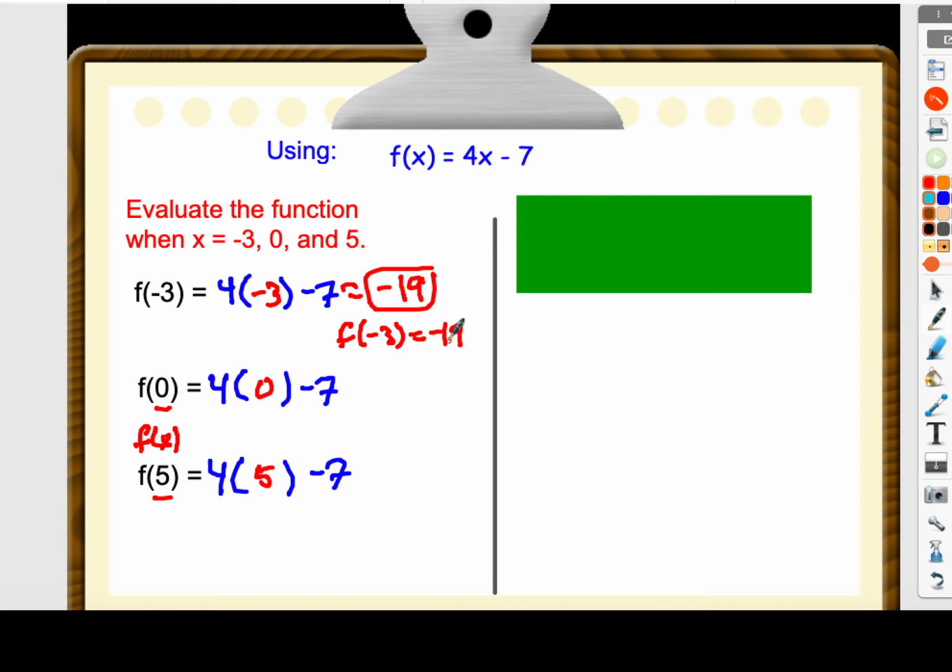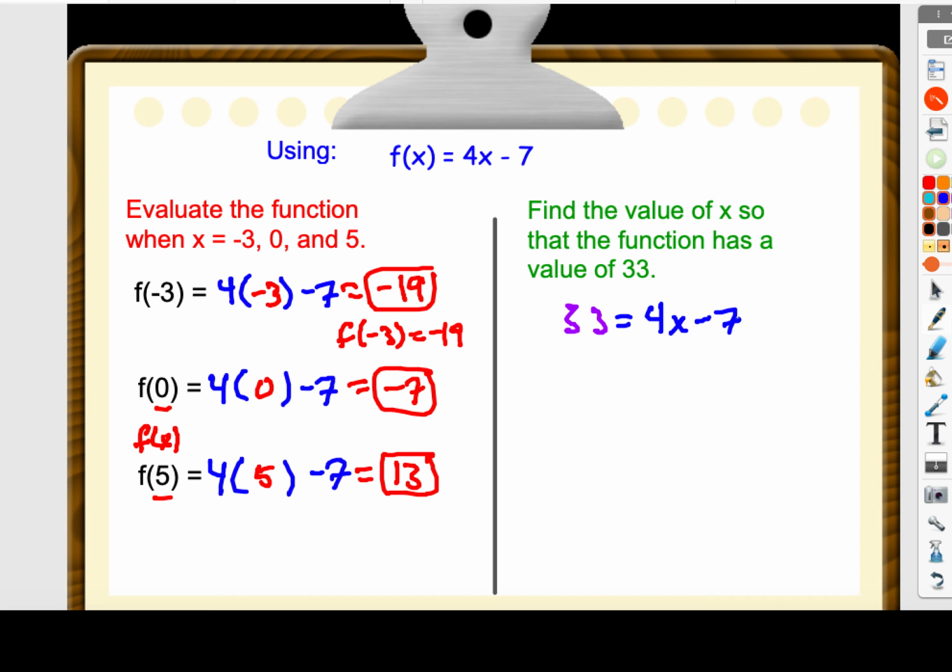But on the right, it's still our function, right? Find x. We don't know x. So again, I would quickly add 7 on both sides, saying 40 equals 4x. Since we're multiplying 4 times x, I'm going to divide away that 4. And basically 10 equals x would be my answer. Right? I was looking for x. I found x. So x equals 10.